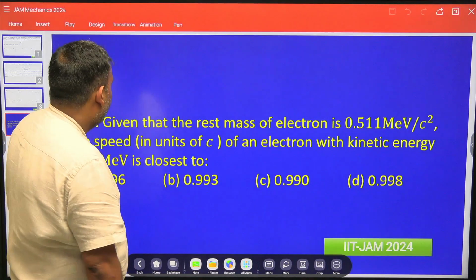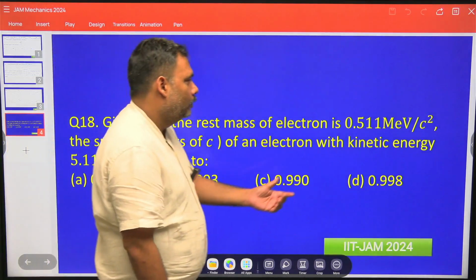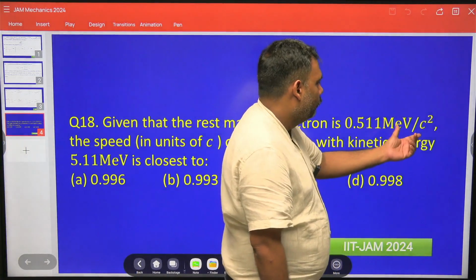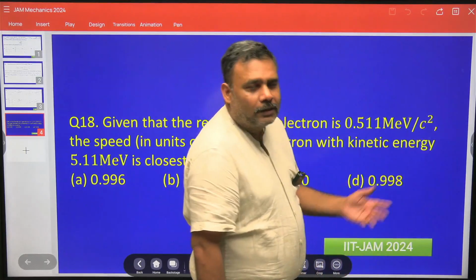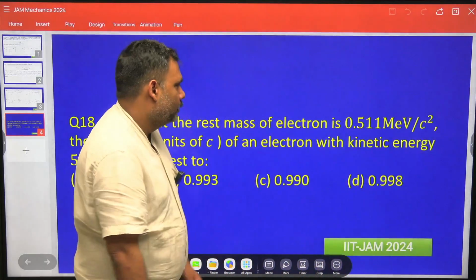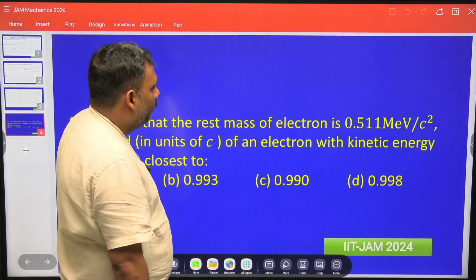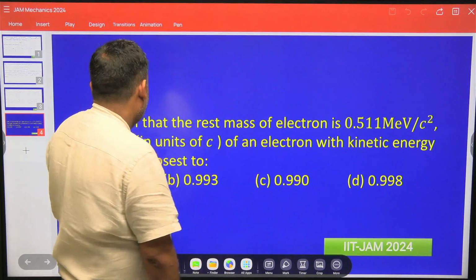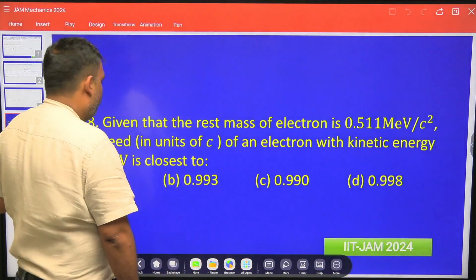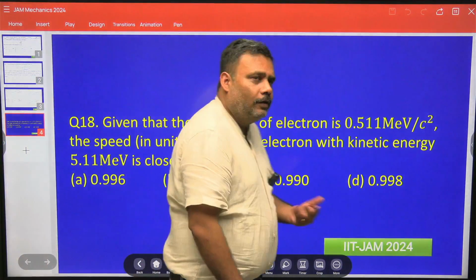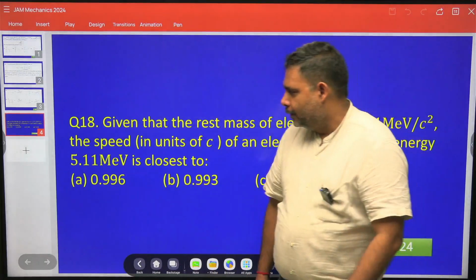It is given that the rest mass of the electron is 0.511 mega electron volt per c square, which is also a unit of mass actually. And we have to find the speed of the electron whose kinetic energy is given as 5.11 mega electron volt. Now we have to easily calculate from the formula.